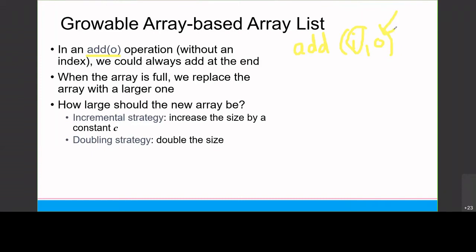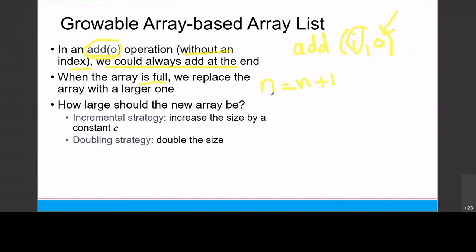But now I don't want to specify the index. I just want to add the object o, without an index, and the object will always be at the end. So if I have an array, I will always put the value at the end. So it is growable. The problem is when the array is full. If we already have size n, then whenever we want to add one more element, we need to add by one, and so on.